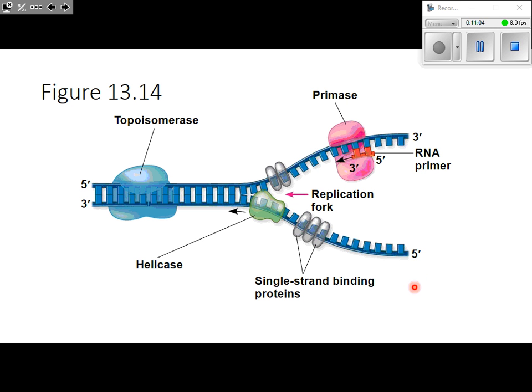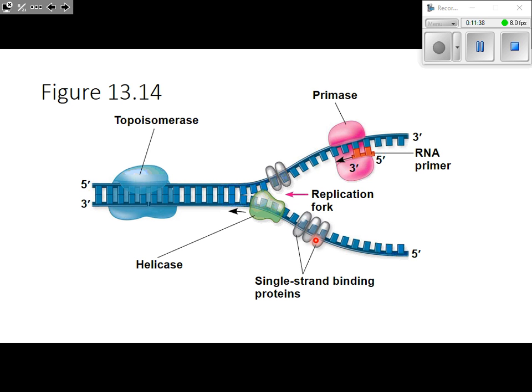So this is a close-up view of what's going on so far. Here's our helicase enzyme. It's almost literally like the little plastic thing that slides up and down a zipper. If it slides in this direction from right to left, it's going to unzip the DNA as it goes. Once the DNA has been unzipped, you have these two single strands of DNA that are held apart by single-stranded binding proteins. There's one here, there's one here.